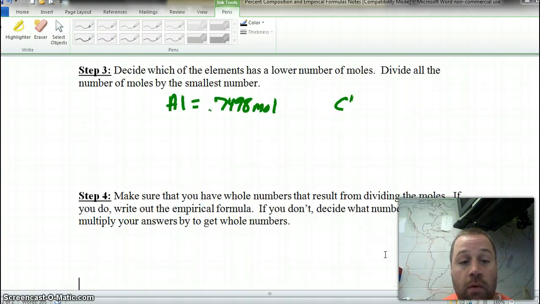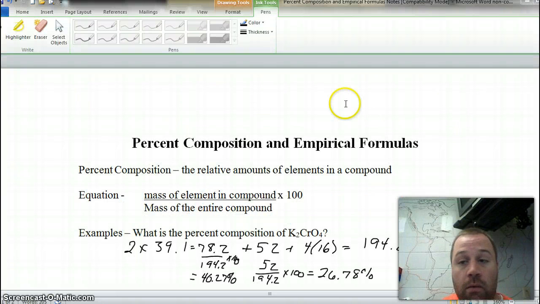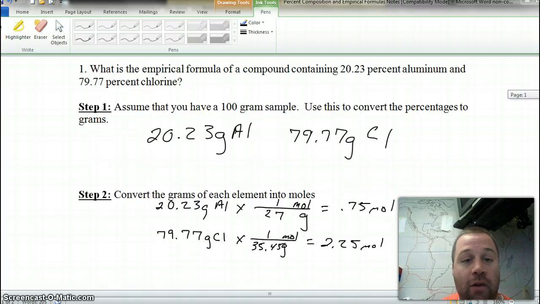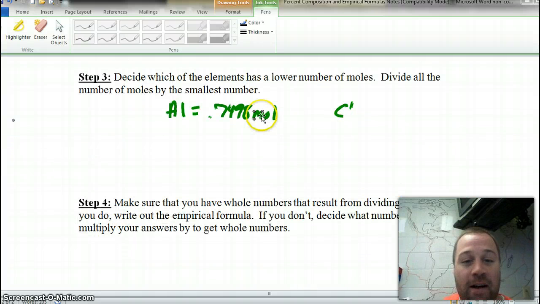Oops. Step number 3, try and get a problem that actually works. We're just going to ignore what's written there and kind of go from here.